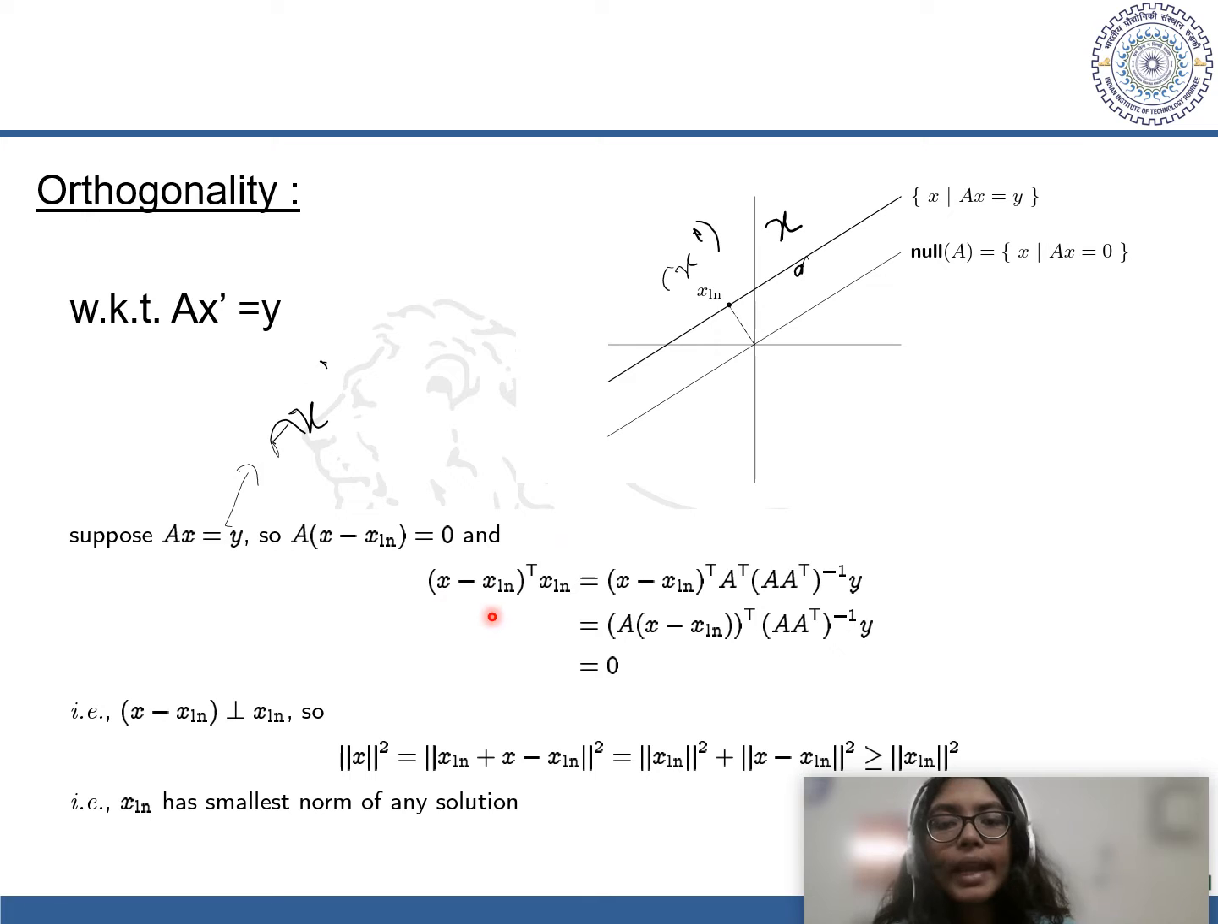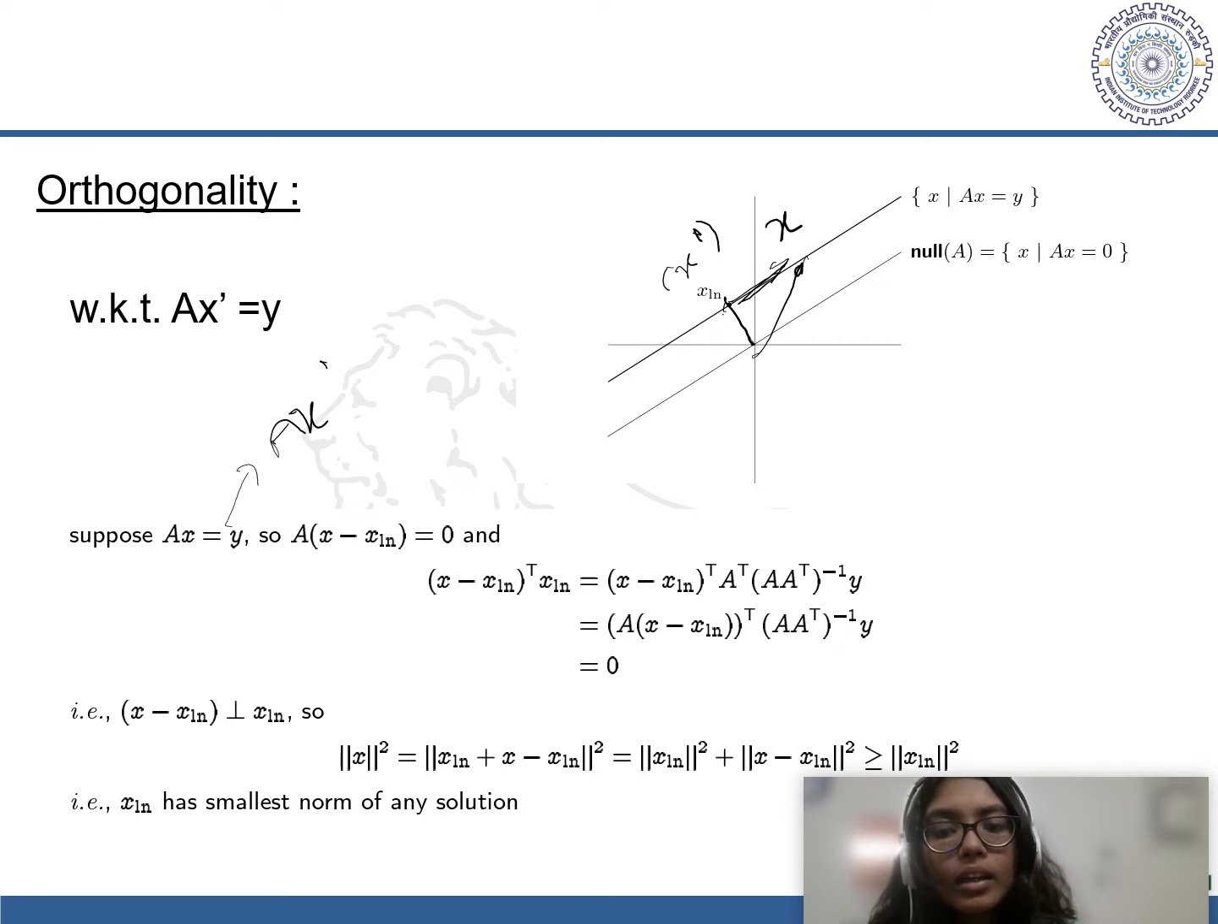It means that A transpose B equals 0. It means that the dot product of the two matrices is 0. That is, the vectors are perpendicular to each other. We know that this is X bar and this is Xin. X minus Xin is this part. X minus Xin is perpendicular, so we can say that X minus Xin is perpendicular to Xin.